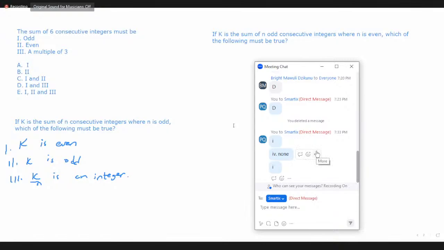Is N odd or is N even? It's English. It's math, but it's English. I think all of you are misinterpreting the question. If K is a sum of N odd consecutive integers where N is even, what does that mean? It means that the numbers you're adding are odd numbers, but the number of numbers you're adding is an even number.